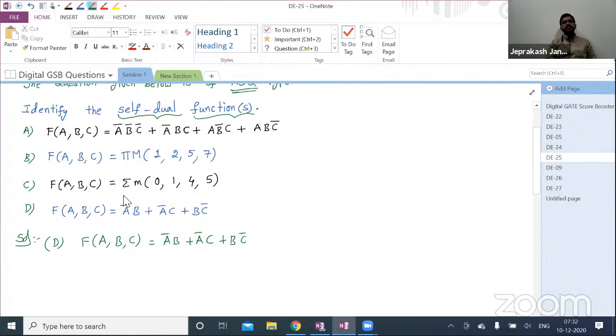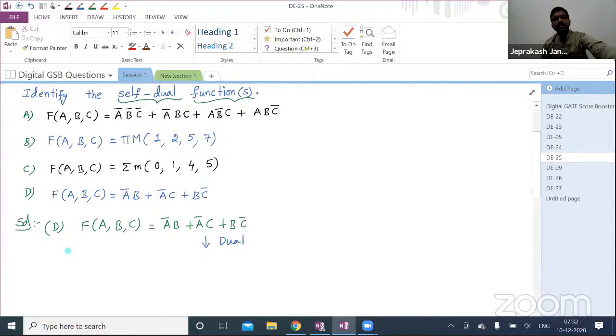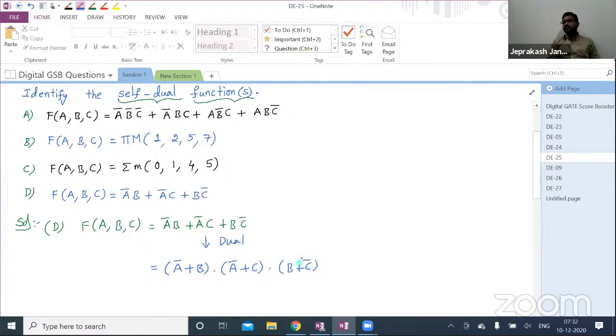Apply duality and verify whether it is self-dual or not. Yes, it is not self-dual, right? Yes, very good. So apply the duality principle, you will get (a bar plus b) into (a bar plus c) into (b plus c bar). Yes, very good. Most solutions got it: it is not self-dual.